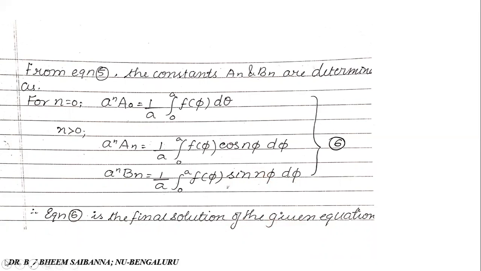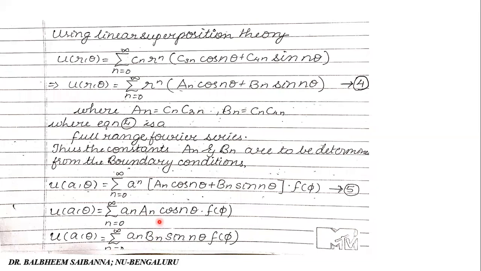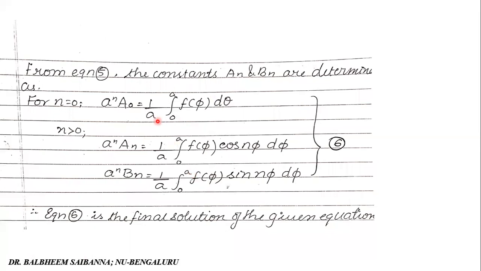So how do we get it? This an and bn, using these two conditions for the constants, we can find the solution. This is the main solution.